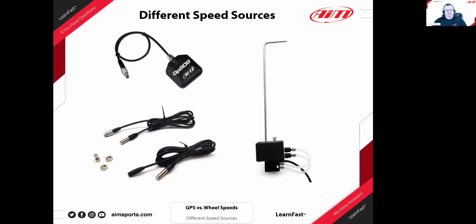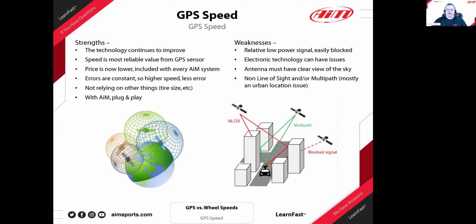So let's move forward into a little bit about GPS speeds and GPS as a whole, right? There's strengths and weaknesses to this, and there's errors that are included. But I want to briefly go over some of the strengths of it. The technology continues to improve. Certainly does here at AIM with our GPS sensors. They just keep getting better and better and better. The difference between now and even 5 years ago, and certainly 10 years ago when maybe we first started using them, maybe a little older than that, has been an amazing difference. So the technology continues to improve.